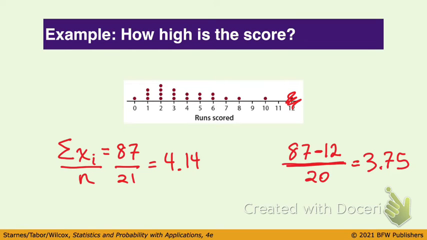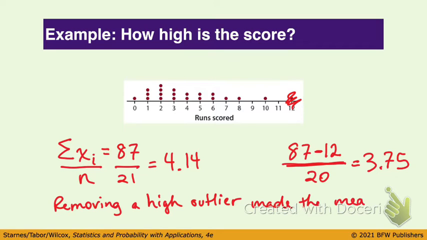Now, the question, part B here, is asking you, what do you notice? What happened when we took the 12 out? Did the mean change? Yes. Yeah, what happened to it? It decreased, okay? So, removing a high outlier made the mean decrease. So that's what happened. I took out a possible upper outlier and the mean went down.